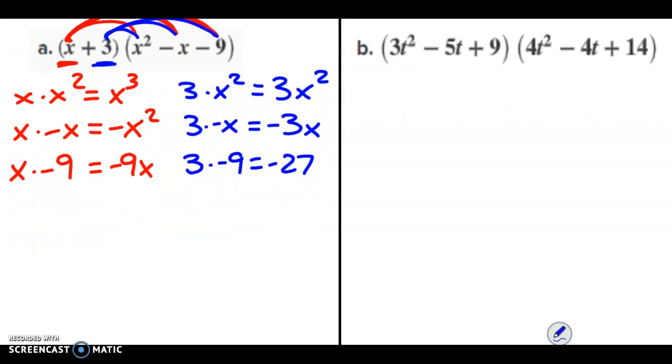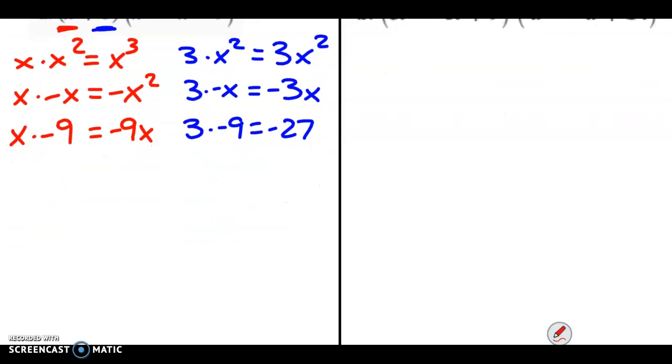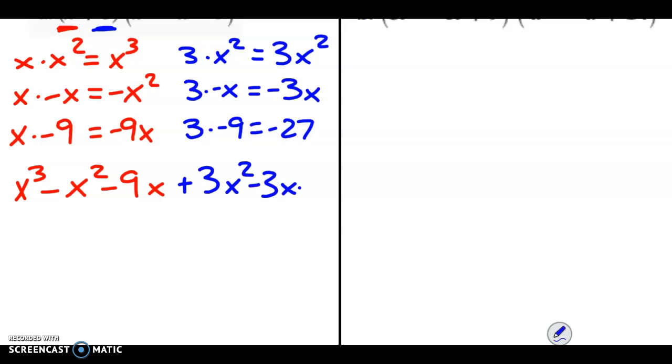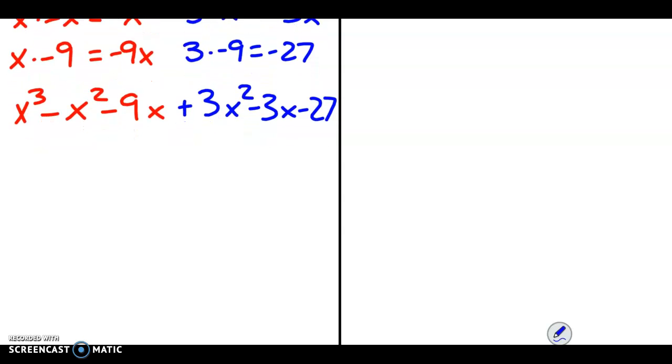So if I wrote all these out, I've got x cubed minus x squared minus 9x plus 3x squared minus 3x minus 27. That's all my terms from left to right. Now I need to combine the like terms. I need to make sure that I'm combining all of my like terms. I have 2 x squared terms. There's one right here and one right here. And then I have 2 x terms. There's a negative 9x and a negative 3x.